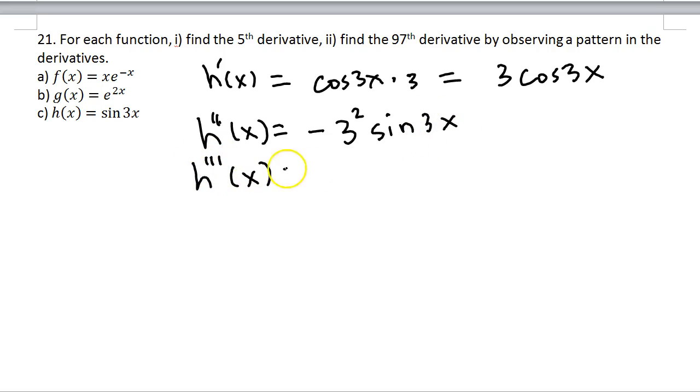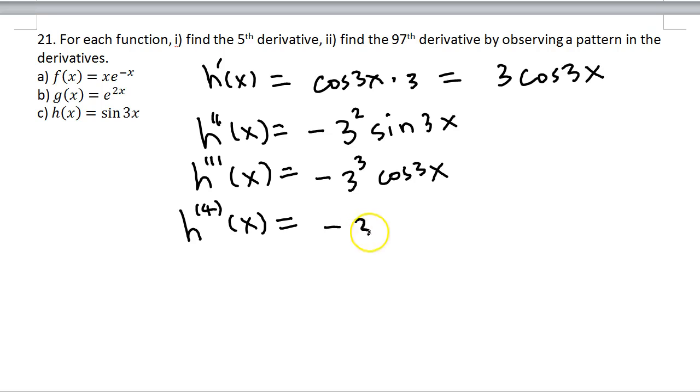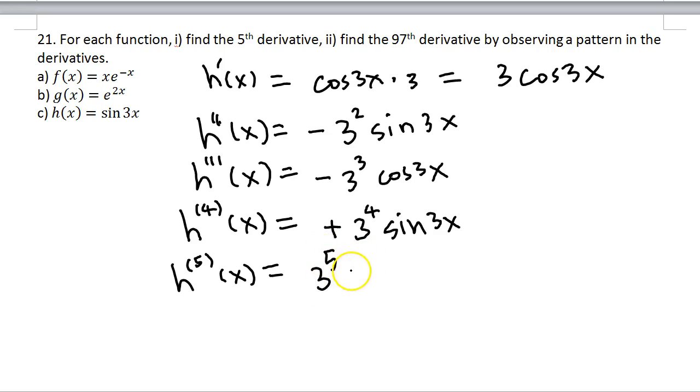Third derivative, sine differentiates to cosine, positive cosine, another 3 appears. Okay, I think this is complicated enough that maybe for the 5th power we'll just differentiate that much. Okay, 3 to the 4th. Cosine differentiates to negative sine, which is positive sine. And 5th derivative is 3 to the 5th power cosine of 3x.